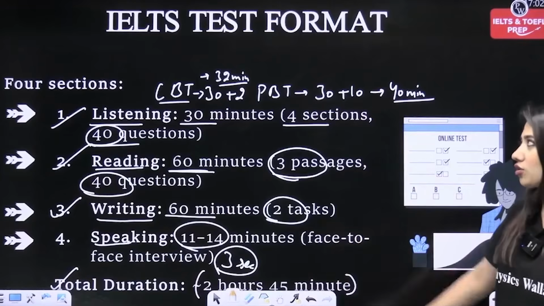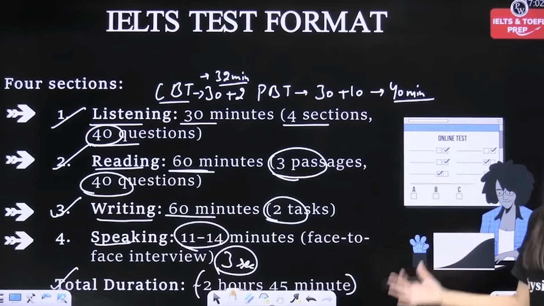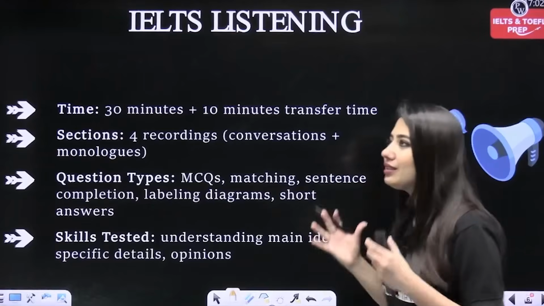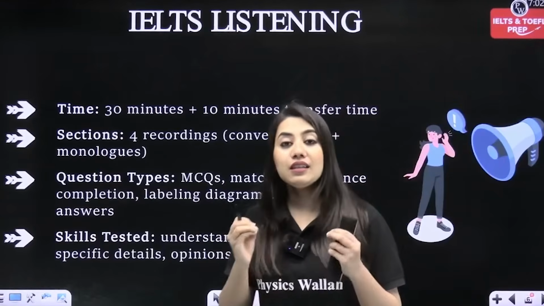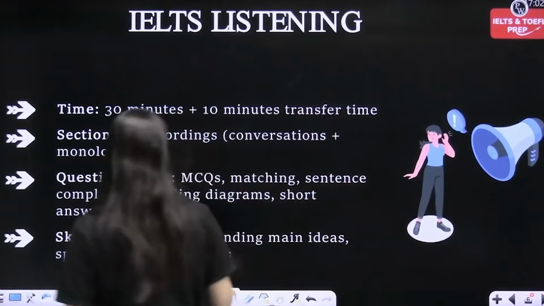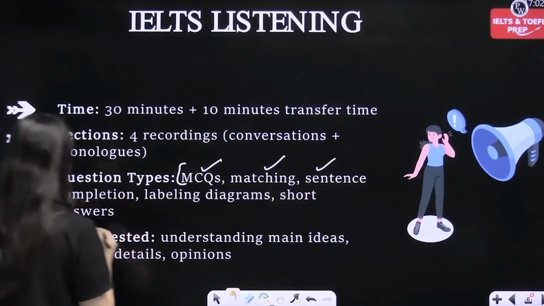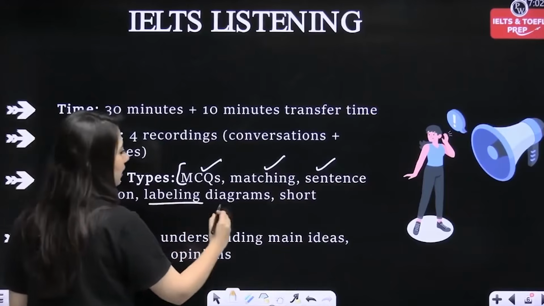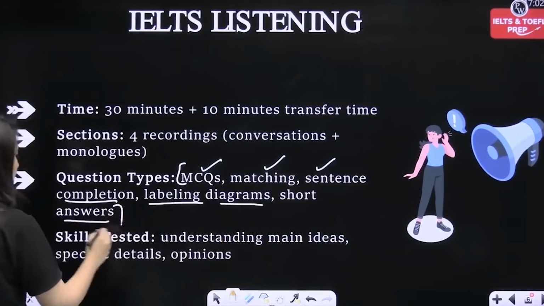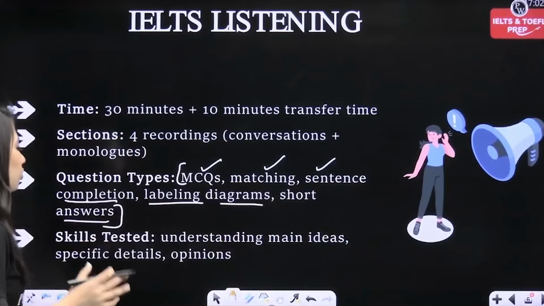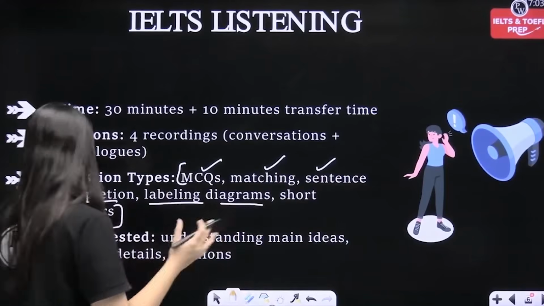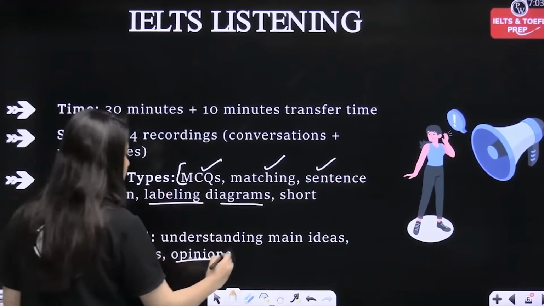These are the 4 sections you're going to have in the IELTS examination. Now, the question types you're going to see in the listening section will be like this. You can have MCQs, matching question types, sentence completion question types, labeling diagrams, and short answer questions. These are all of them. Here you have to understand the main ideas, specific details and opinions.